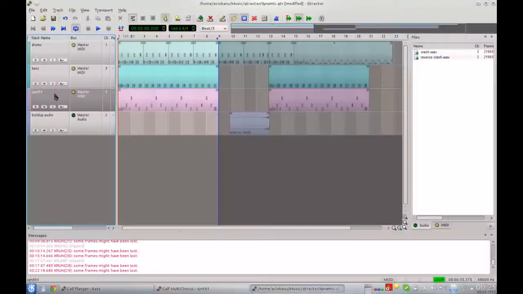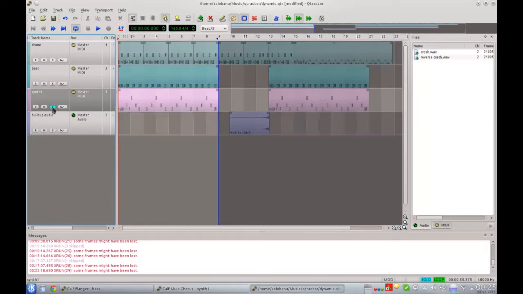Now let's see which are the differences between chorus and flanger effects. For this, I will put this track, which has the chorus effect on it, on solo. I will leave it play in the background and we'll adjust the parameters like we did for flanger and see how they affect the output sound.